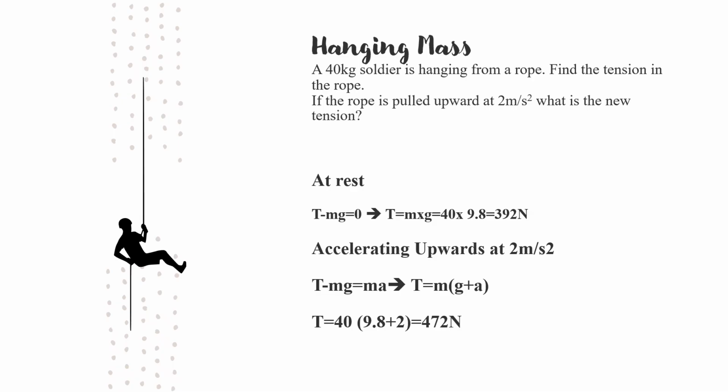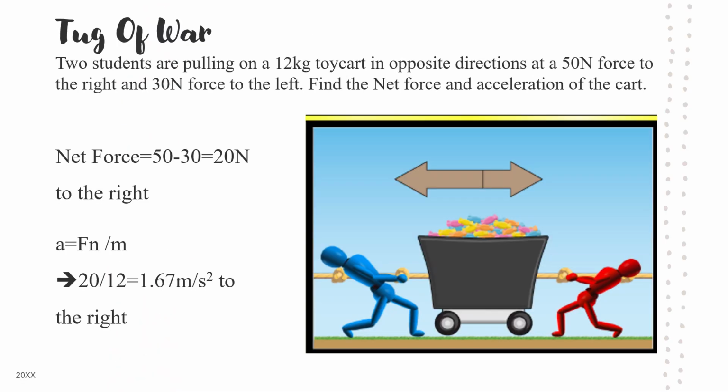Let's go ahead and have one more example. This is our last example for this video. It is an example of a tug of war. We have a cart that's full of toys, and we have two people pulling in opposite directions on this cart. So the free body diagram of this object will be two forces, one to the right and one to the left.